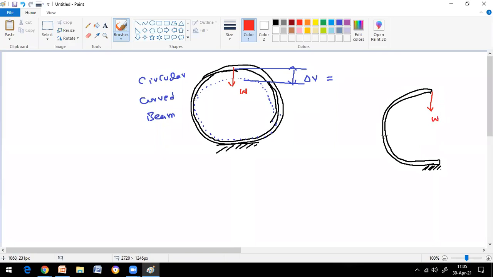W. What happens when the load is applied? What happens? How will it get? See, when you apply the load, what happens? So the member will try to bend like this. Right? Yes or no? Yes, sir. The member bends like this.